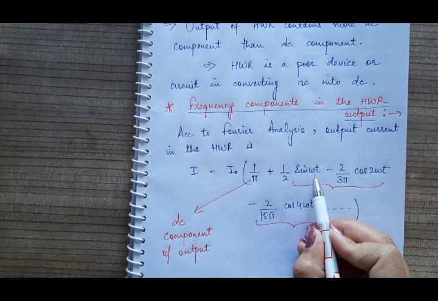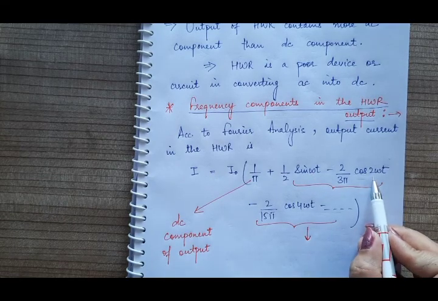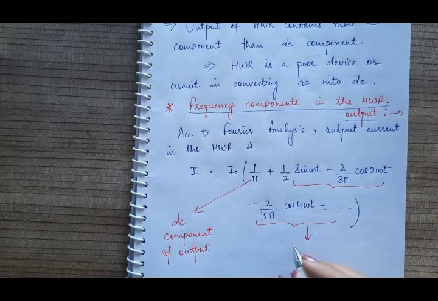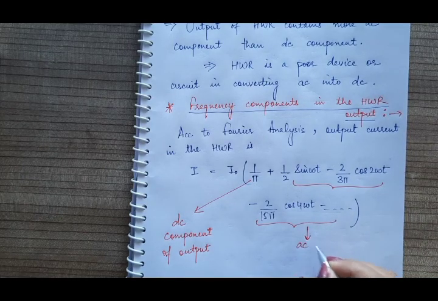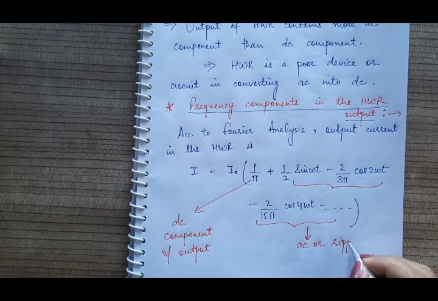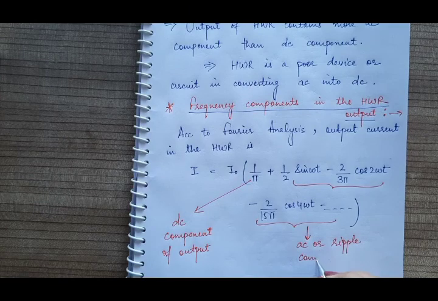This component has frequency omega, that is nu. Frequency of this component is 2 omega, means 2 nu. Frequency of this component is 4 nu, and so on. So all these are the AC components or ripple components because these are creating pulsating DC, fluctuation in the output. So these are AC or ripple components present in the output.